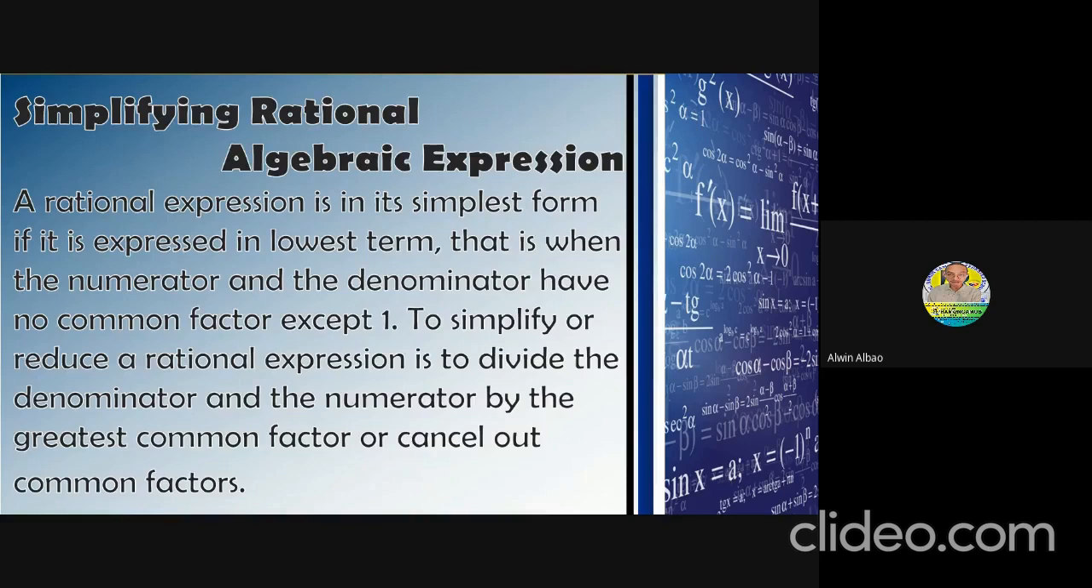So, ibig sabihin, kapag na-factor na natin yung numerator and denominator, magka-cancel lang tayo ng mga common factors. And then, yung matitira, yun na yung kanyang simplest form. Okay, let's have example. Number 1, we have 2x squared over 4x cubed. So, yung numerator and denominator natin is a monomial term. So, ang gagawin lang natin is ipa-factor out lang natin lahat ng given.